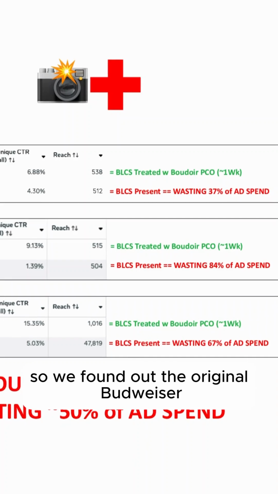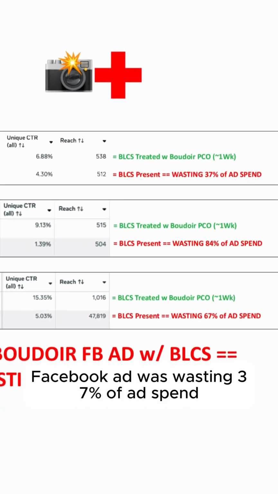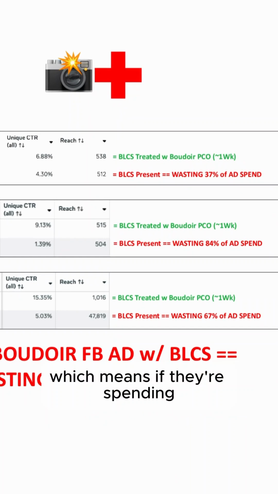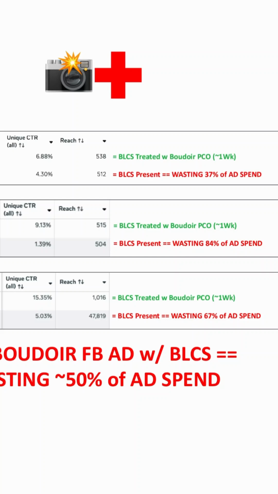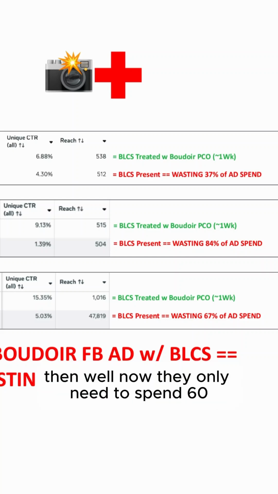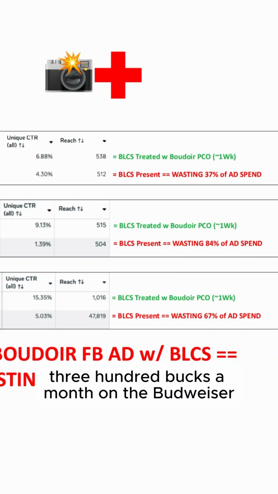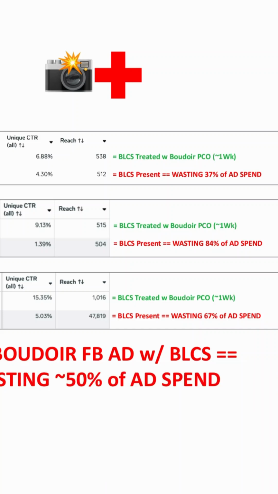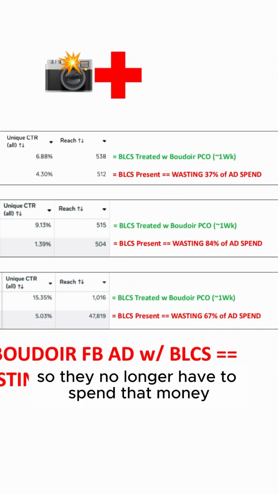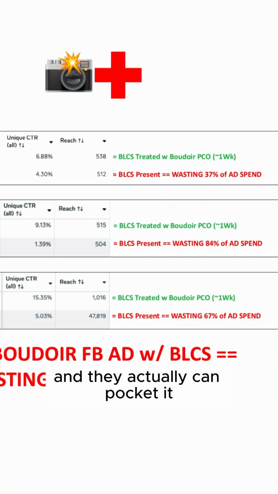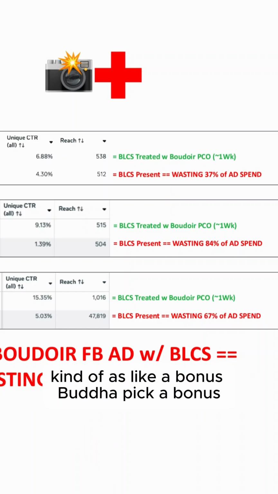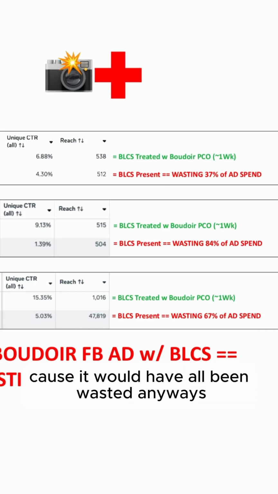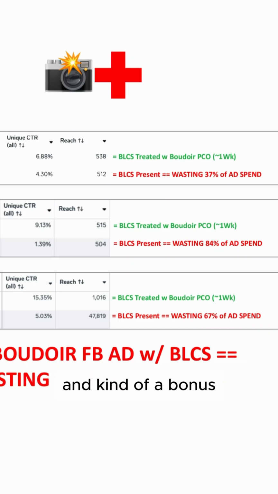So we found out the original Boudoir Facebook ad was wasting 37% of ad spend, which means if they're spending 10 grand a month on the original Boudoir Facebook ad, now they only need to spend $6,300 a month on the Boudoir Pico treated ad to get their ad into the same number of women's brains. So they no longer have to spend that money, and they can pocket it as a bonus, a Boudoir Pico bonus. They just don't spend it because it would have all been wasted anyways. A $3,700 a month bonus.